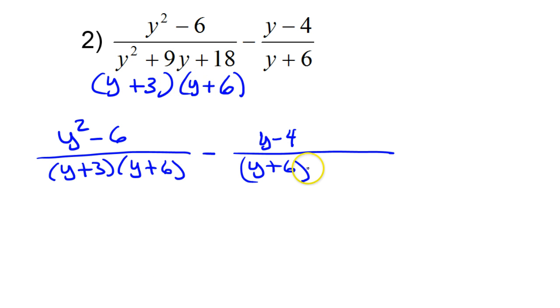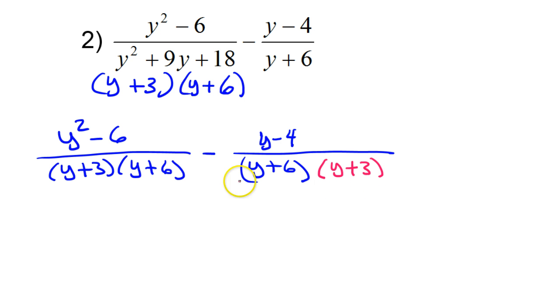Alright, so here I've recopied it so you can follow clearly. All I've done is I've factored this so far. Now, look and see, we want the denominators to be the same. So far, they both have y plus 6 in common, so they're halfway to being the same already. We just need a y plus 3 in the other denominator to match the one that we already have. So I can go ahead and put y plus 3 over here.